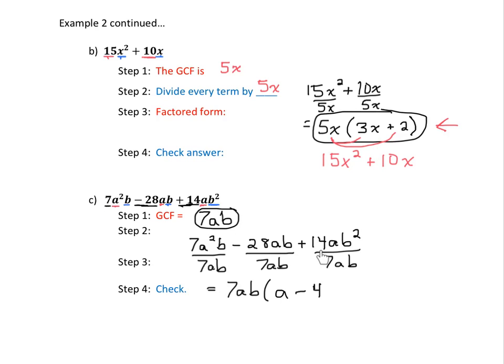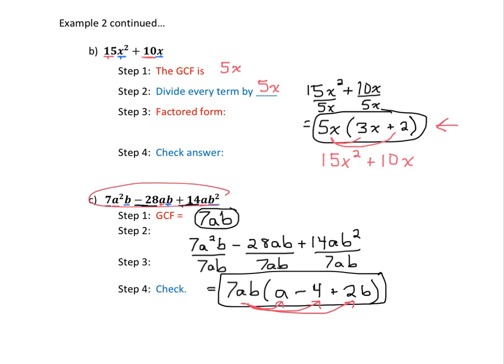In the third term, we have +14 divided by 7, a divided by a, and b squared divided by b. 14 divided by 7 is +2, a divided by a is just 1, and b squared divided by b is b. B squared divided by b, remember, subtract your exponents, so you get b to the power of 1 left over. So this is our factored form, and again, check by multiplying the front term, 7ab, by each term in the brackets, and you'll find that you get back to the original polynomial that we started with.